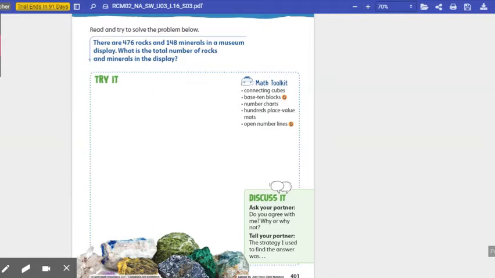What operation are we going to use to find the whole total? We're going to use addition, aren't we? We're going to use the plus sign. So what I want you to do is go ahead and write an equation to show how you would solve taking the rocks and the minerals and combining them together to find the total.